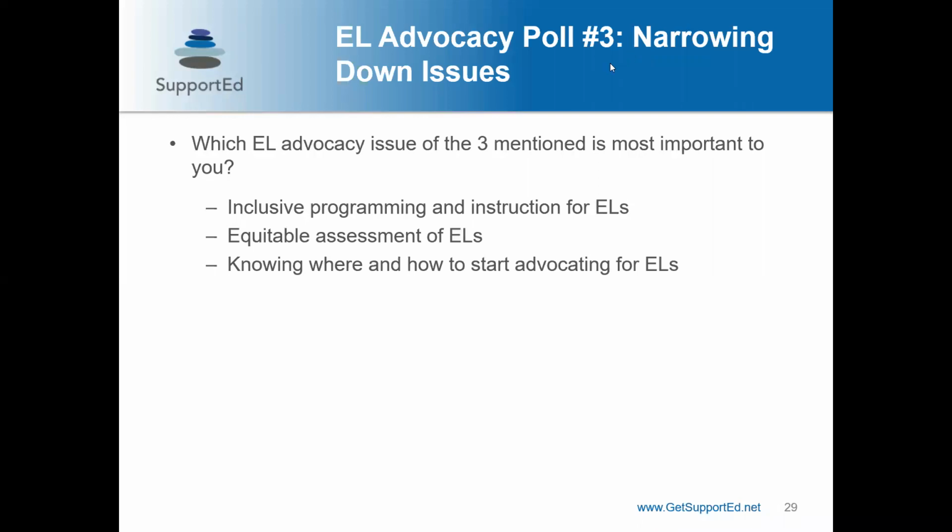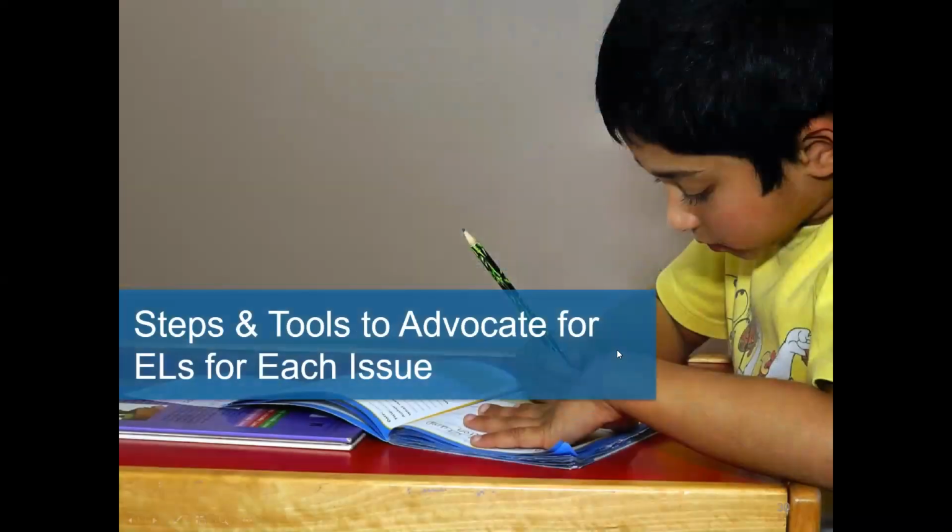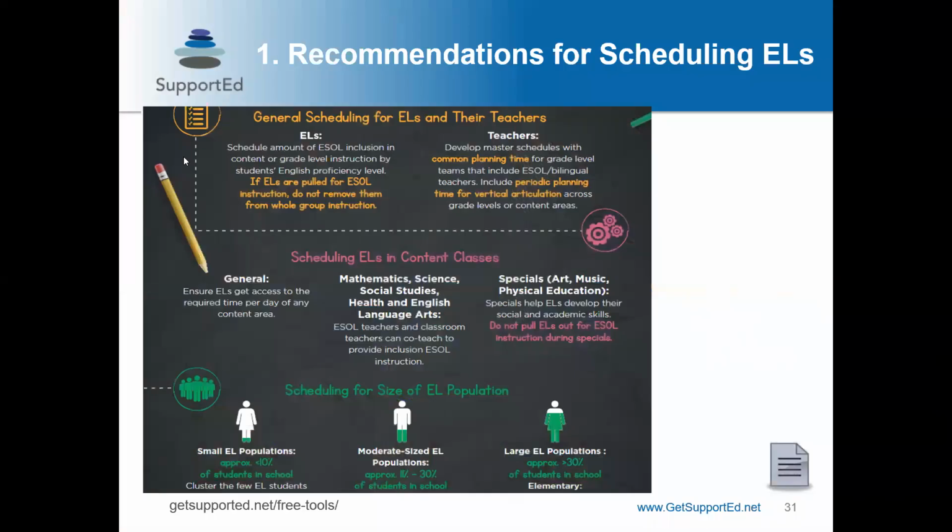So great. For each of these areas, now, I'm a very practical person. As I shared, I grew up on a dairy farm, and I like to have tools and solutions for issues that I come across. So I'll share with you some steps and tools to advocate for ELs for each of these three issues. The first issue, if you recall, was inclusive programming and instruction for English learners. If you see the little handout icon in the bottom right-hand corner of your screen, it means that this is included in your handout, and you can also find it on our website.